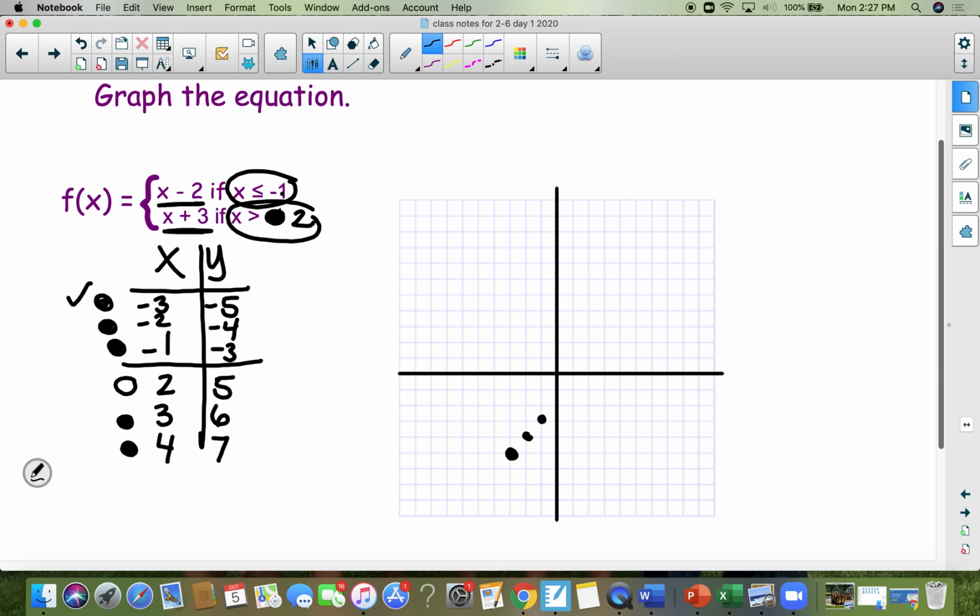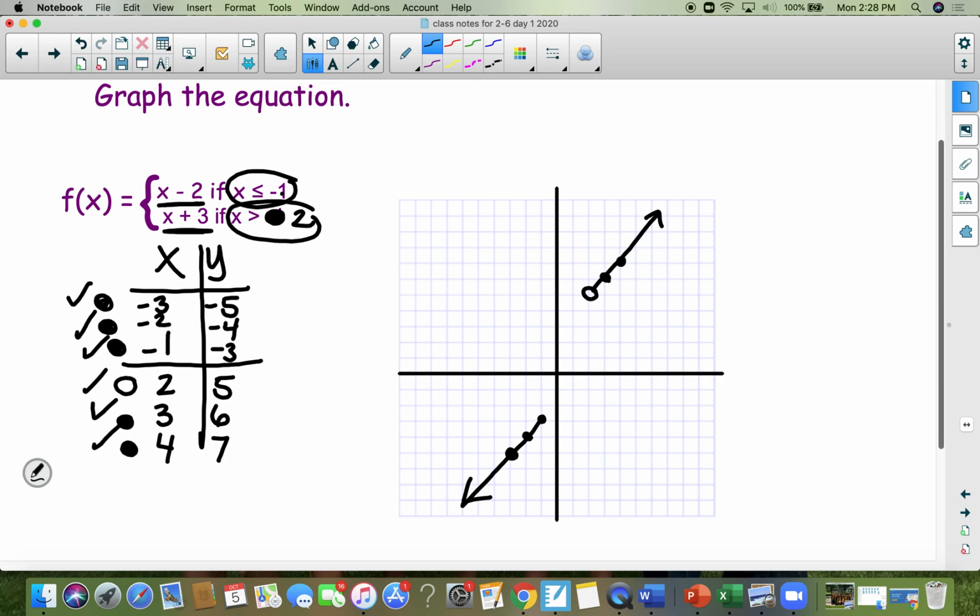Those are all closed circles, and it needs to be less than, well, here's x equals negative 1, and you need to be less than that, so it's all of these in this direction. 2, 5 is an open circle, 3, 6 is a closed circle, and 4, 7 is a closed circle, and it's all of those in that direction.